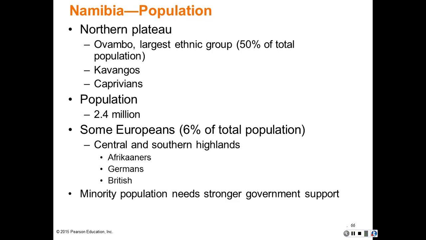Of the 2.4 million people in the region, about 6% are of European heritage. These include largest populations in central and southern highlands of Namibia, and these groups include the Afrikaners, Germans, and British. In general, today, Namibia needs to have stronger government support from some of these minority populations.